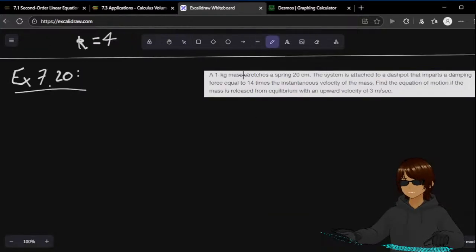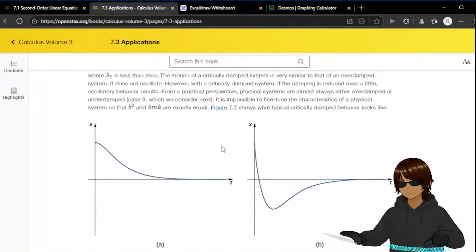A 1 kilogram mass stretches a spring 20 centimeters. The system is attached to a dashpot that imparts a damping force equal to 14 times the instantaneous velocity of the mass. Find the equation of motion if the mass is released from equilibrium with an upward velocity of 3 meters per second.